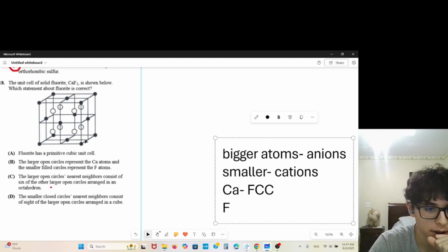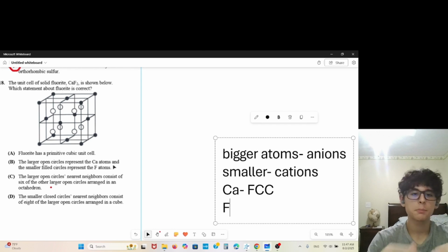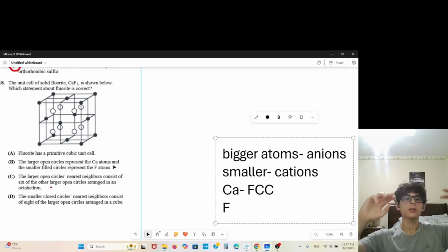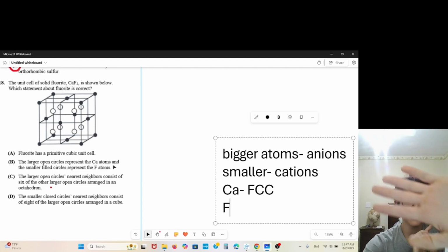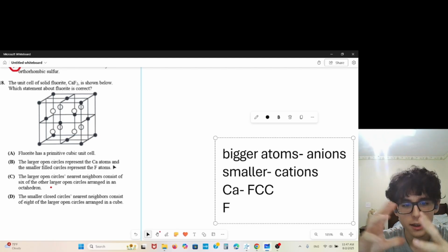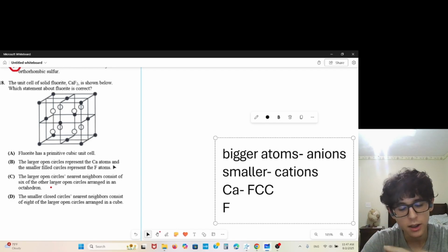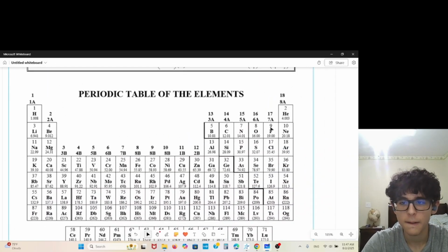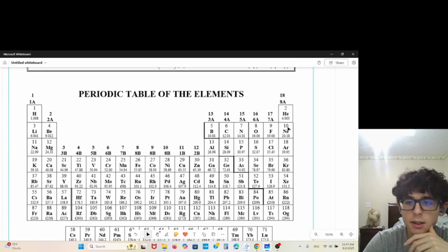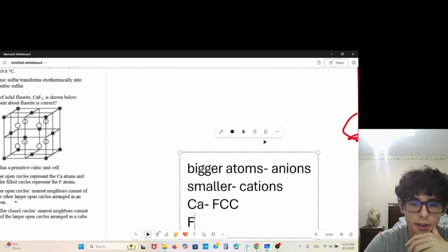The larger open circles represent the Ca atoms. No, it's not true. Because periodically, think about it, right? Your anions are going to be larger, even though Ca is a larger atom than F, right? But still, on the periodic table, you're going to see that anions are going to be larger because of this charge, right? F minus versus Na plus, right? Simple. F minus is larger, has less protons, right?